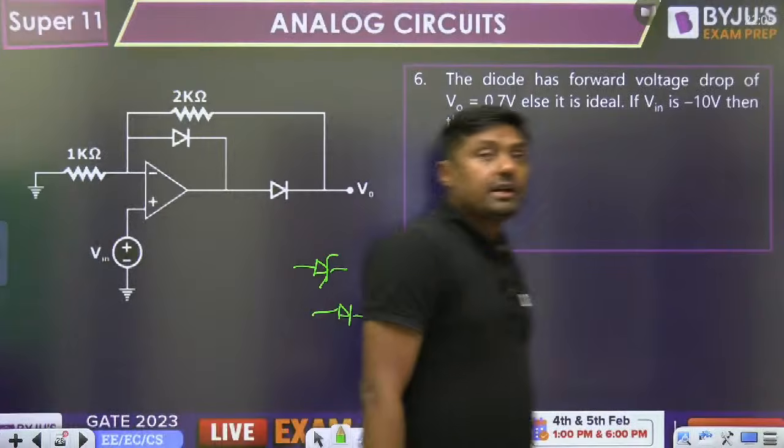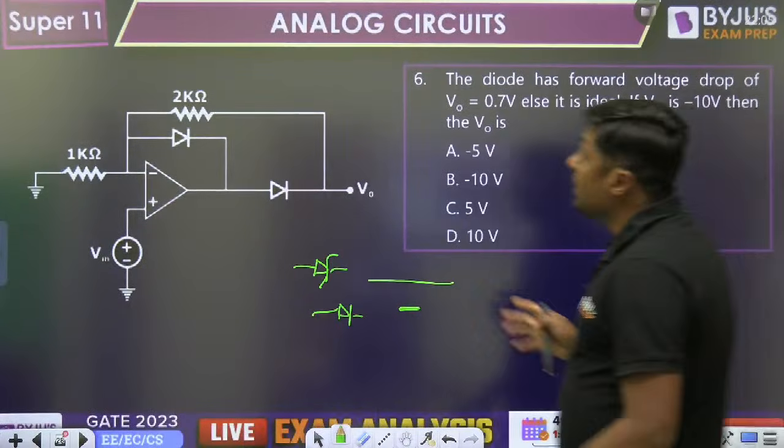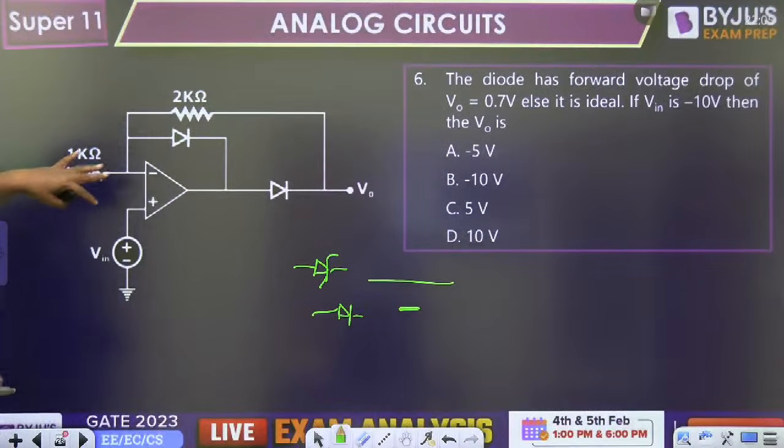It is a comparative term. Yes, it is a precision. But what is the answer for this question? Precision rectifier, 2 kilo ohm, 1 kilo ohm, it is given. It is a 1 mark question only.